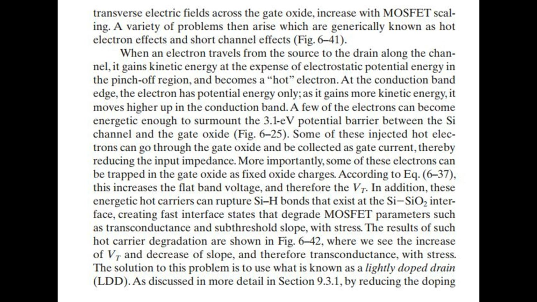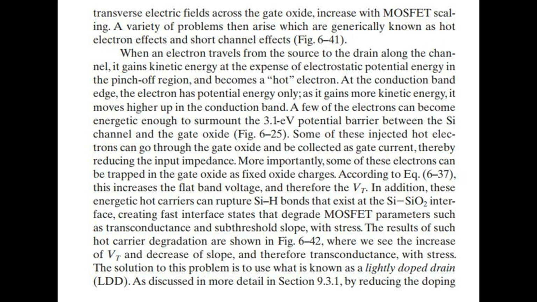At the conduction band edge, the electron has potential energy only. As it gains more kinetic energy, it moves higher up in the conduction band. A few of the electrons can become energetic enough to surmount the 3.1 electron volts potential barrier between the silicon channel and the gate oxide, Fig. 6.25.